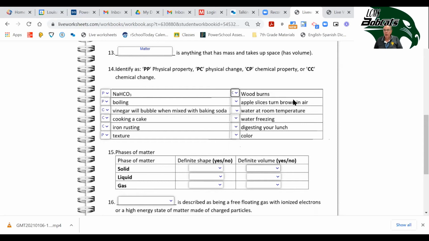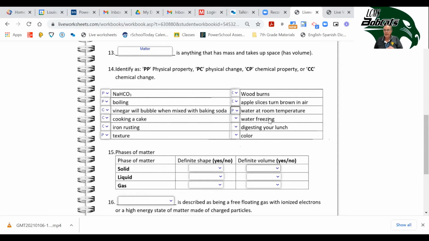Apple slices turn brown in the air. We know that if we cut an apple and leave the slices out, that's what they'll do. It describes how it's going to react with the air, so this is a chemical property. The water is at room temperature. This describes the water, so it's not a change, it's not an action happening, so it's a property. And it's a physical property because it's something that we can measure or observe with our 5 senses without having a new substance.